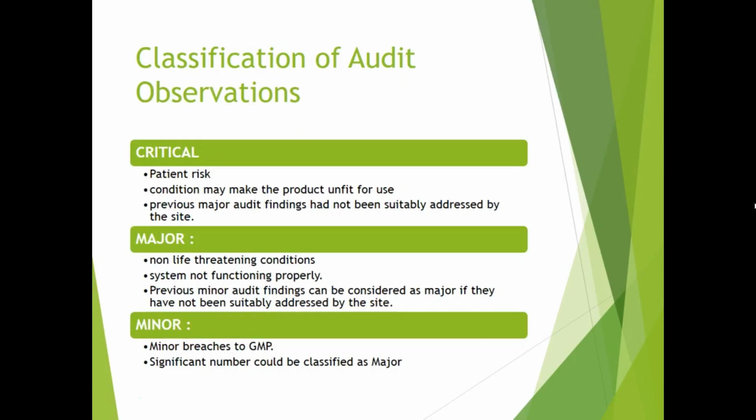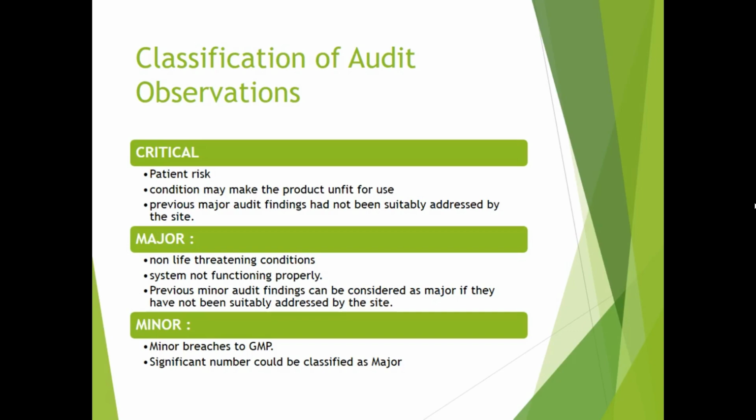So classification of some audit observations would be either critical, major, or minor. Critical, we would have discussed previously, would have a patient risk. Some of the things would be no key system in place, for example, no deviation system in place, or a critical observation would be a condition which would make the product unfit for use.